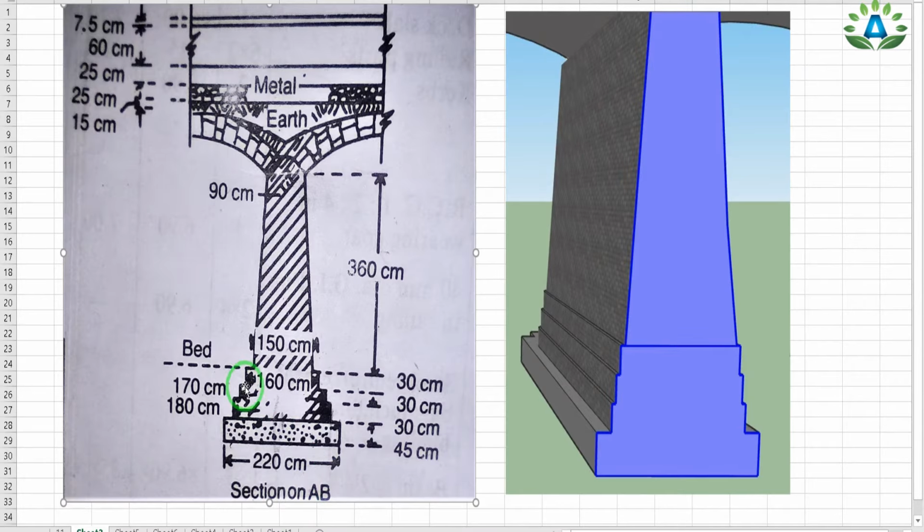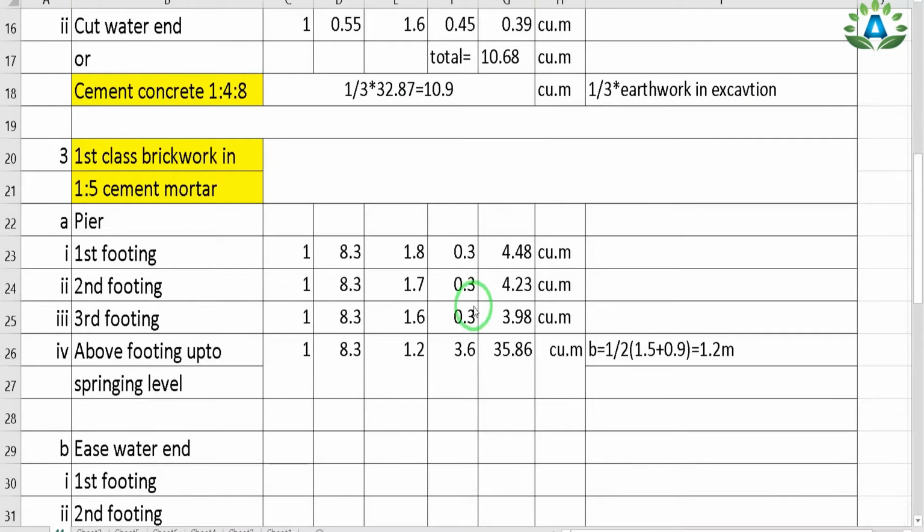We have this second footing having the width of 170 centimeter, so the total width of this second footing will be 170 centimeter, and its height is 30 centimeter, that is from this side up to this side. So height equals 0.3 meter.